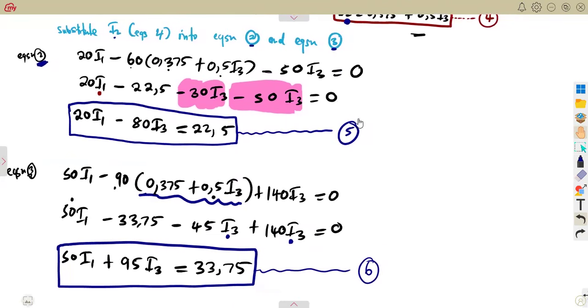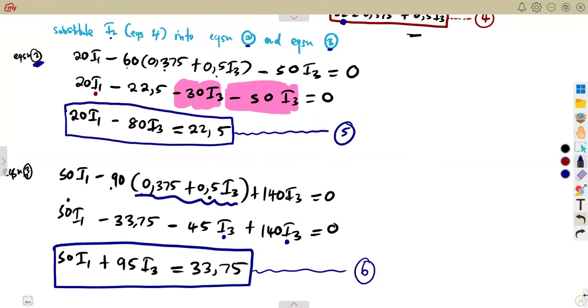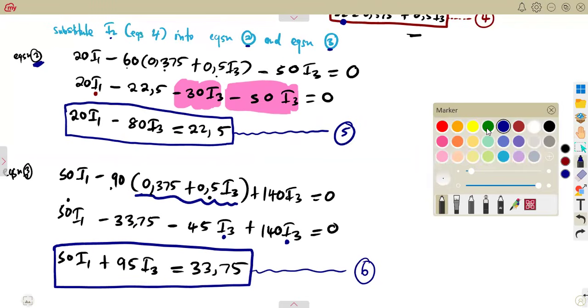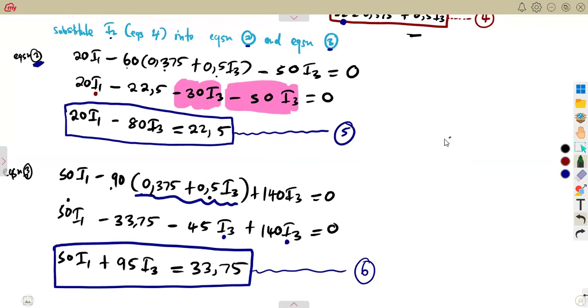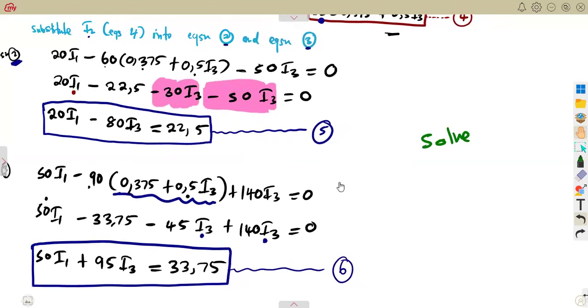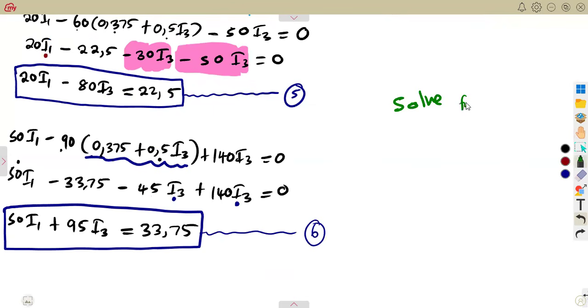Now, guys, look at equation 5 and 6. There are two unknown values. These are the normal equations that we are used to. So to solve equation 5 and 6 so that you have I1 and I3, you use any suitable way of your choice, guys. So now we need to solve for I1 and I3 in equation 5 and 6. So we're going to consider equation 5 and 6.